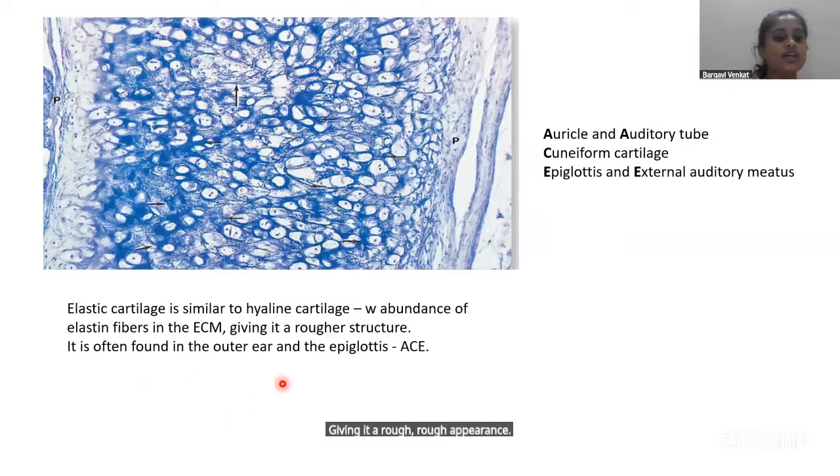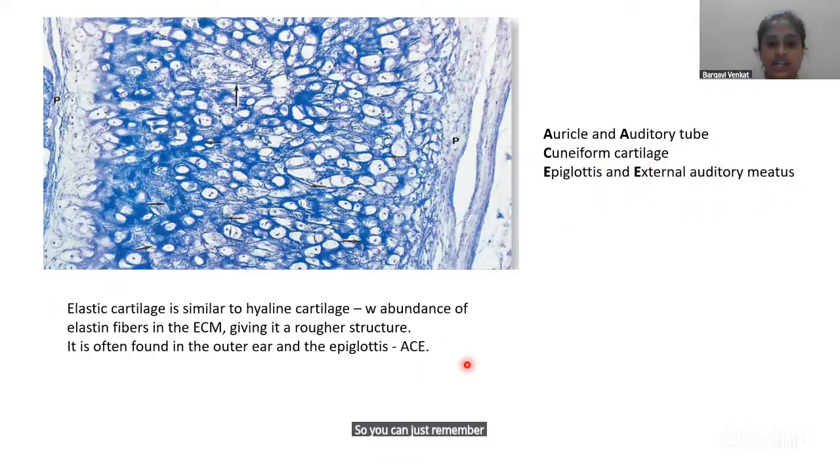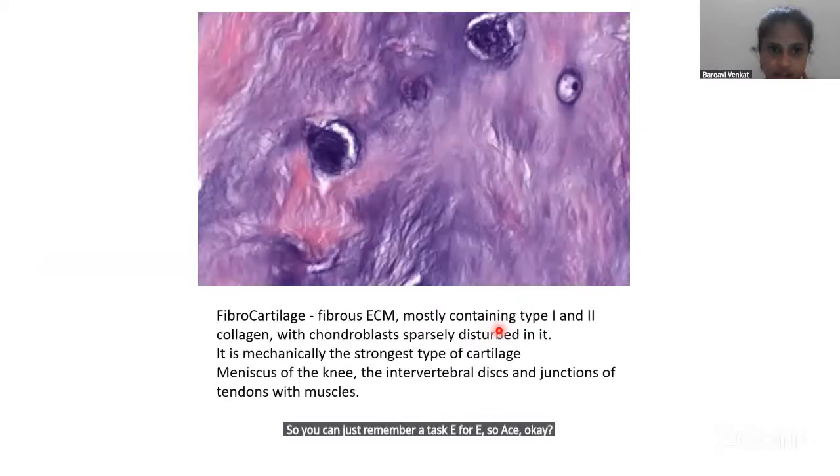It is found in the outer ear and epiglottis. So you can memorize it with the mnemonic ACE. It is seen in the auricle, auditory tube, cuneiform cartilage in your larynx, epiglottis and external auditory meatus. So you can just remember it as E for E. So, ACE.